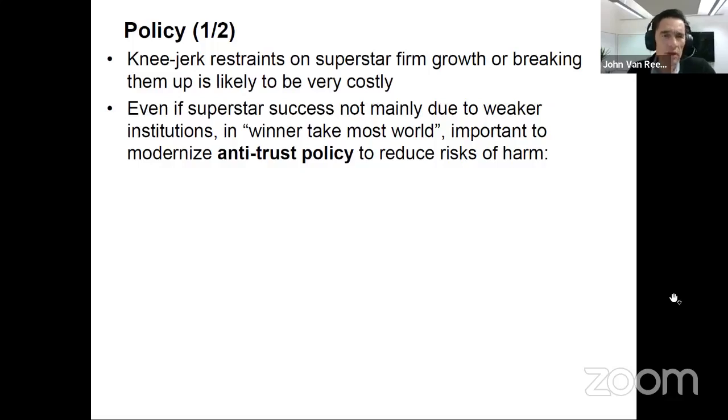I think given that some of the growth of these firms is due to technological changes, just saying we should break these firms up or stop them ever growing is not the right answer. The right answer is to first of all realize that even if the growth is due to technological reasons, it's created this much more winner-take-all. So I do think we need to think about reforming different policies to take it into account.